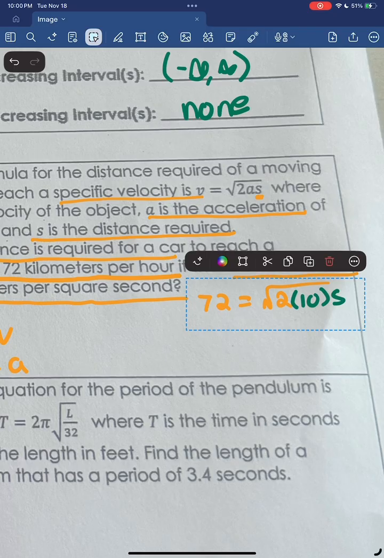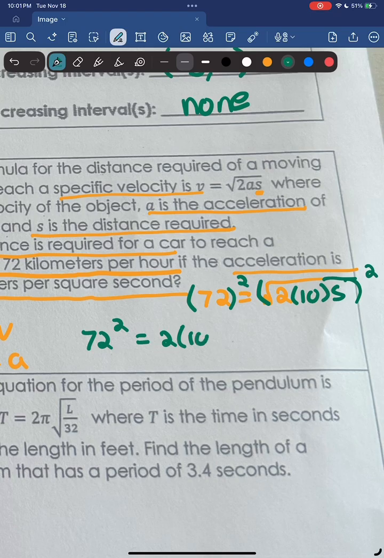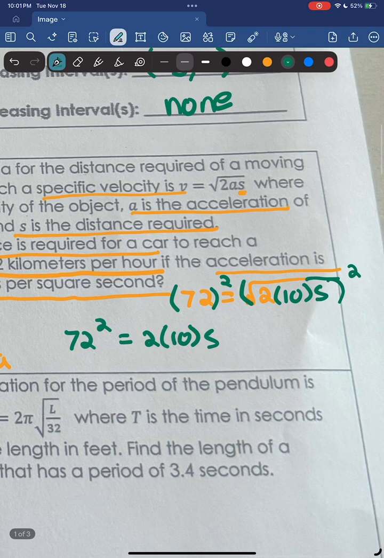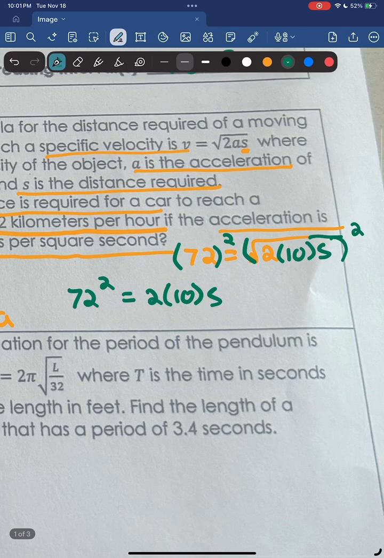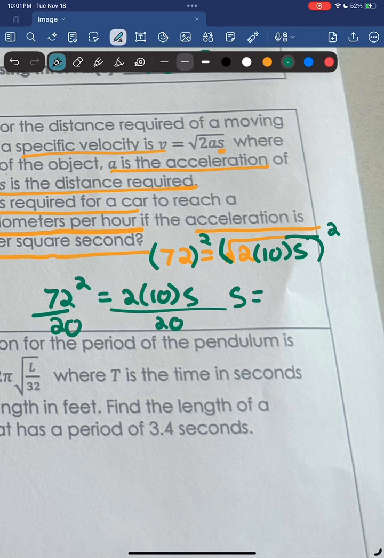So remember, we square both sides to get rid of that root. So we have 72 squared is equal to 2 times 10 s. So we know that 2 times 10 is 20, right? So we can really just divide this side by 20, divide this side by 20, and we know that s, our distance, is equal to 72 squared over 20.